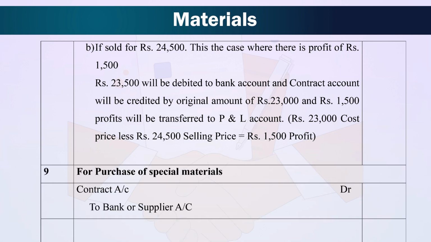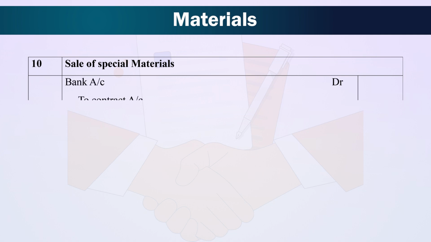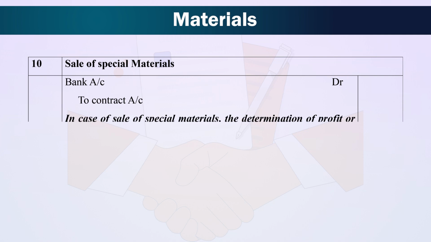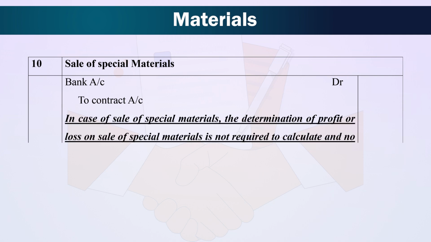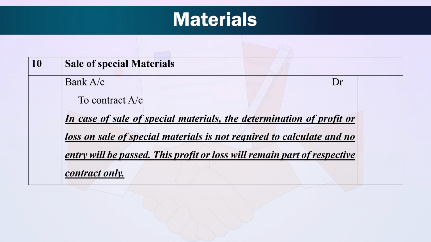Next transaction is for purchase of special materials. The entry will be contract account debit to bank or supplier account. Next, for sale of special materials, bank account debit to contract account. In case of sale of special material, the determination of profit or loss on sale of special materials is not required to calculate and no entry will be passed. This profit or loss will remain part of the respective contract only.